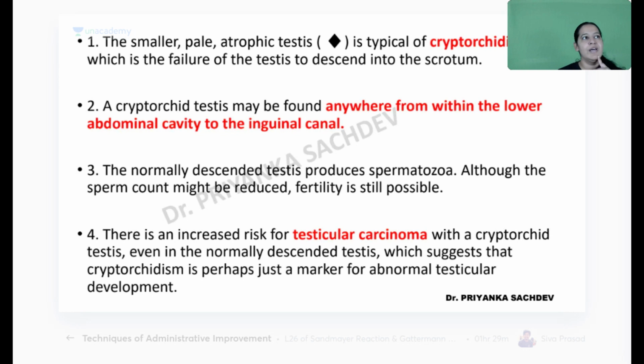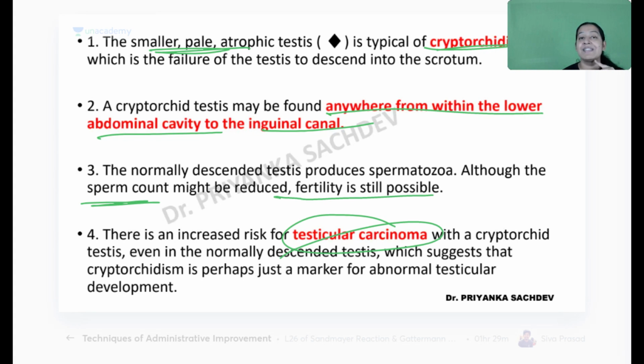You know the difference between the two. Yes. So this is known as cryptorchidism. The second testis, the smaller one, is abnormal. It can be anywhere in the abdomen, from the lower abdominal cavity to the inguinal canal. It is present in the abdomen, absent in the scrotum, and the patient will have a low sperm count. Fertility is reduced, but fertility is still possible. So not infertile, but sterile patients can occur, and there is a high risk of developing seminoma.